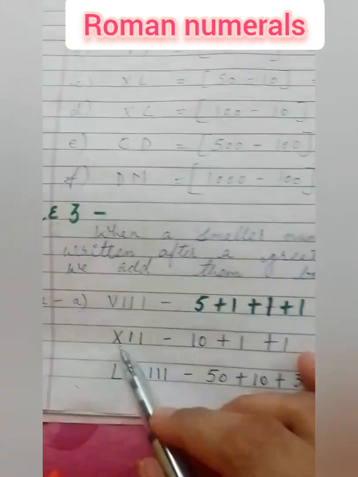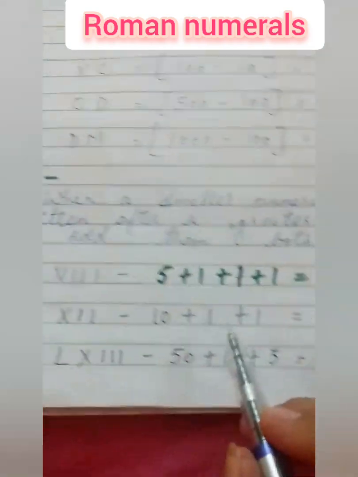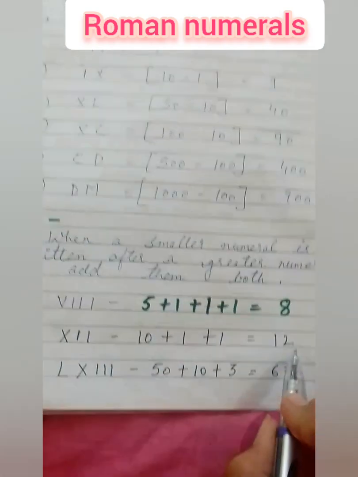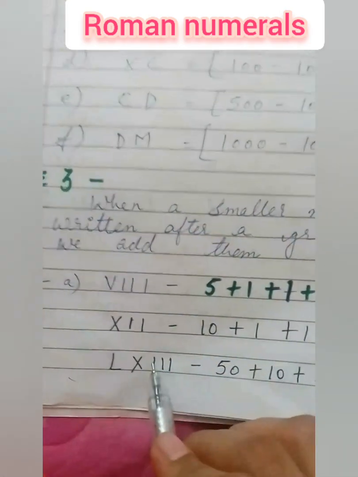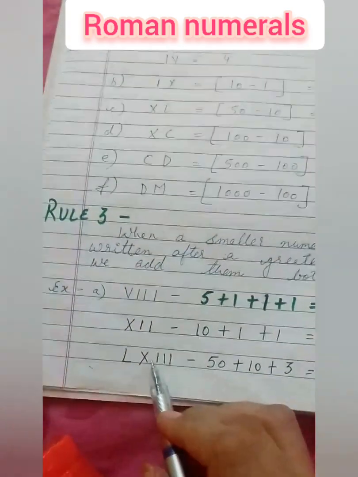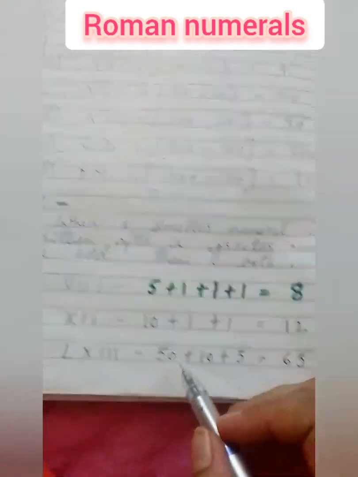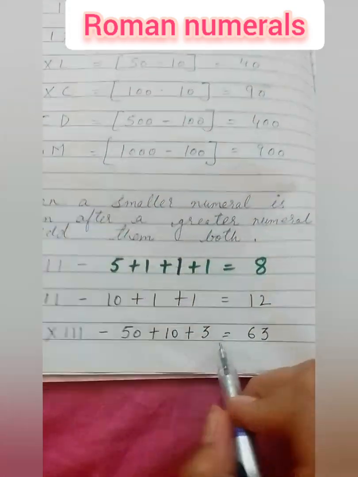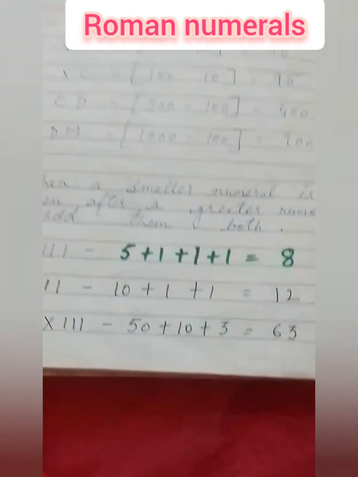Similarly, X stands for 10 and 2 times I stands for 2, so 10 plus 1 plus 1 becomes 12. L stands for 50. X stands for 10. We saw X stands for 10 and 3 times I stands for 3. So here we'll add 50 plus 10 plus 3. It becomes 63.